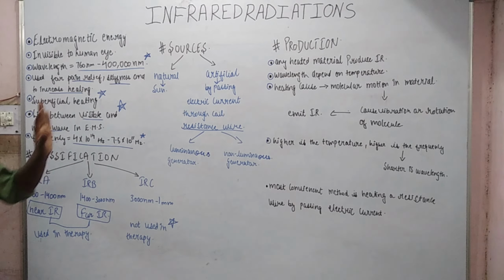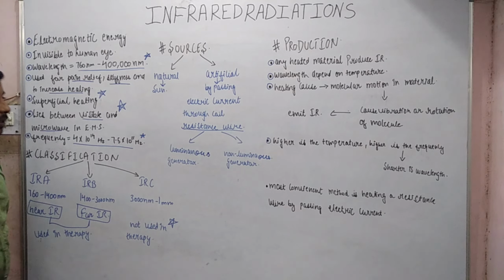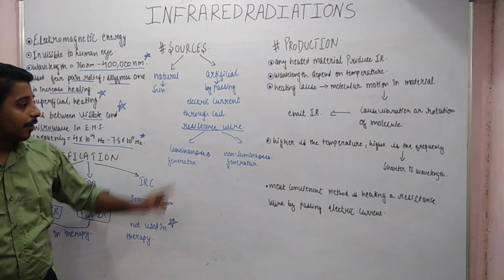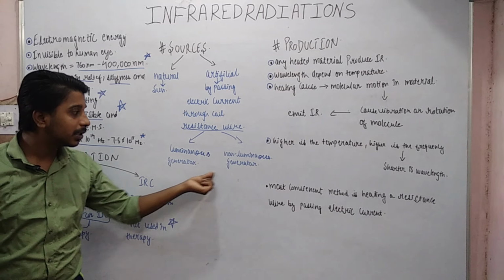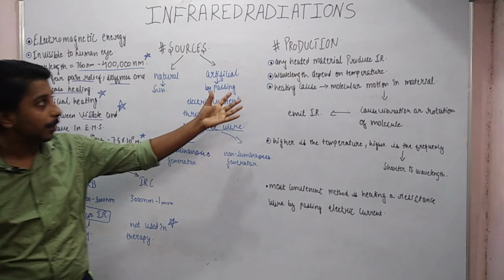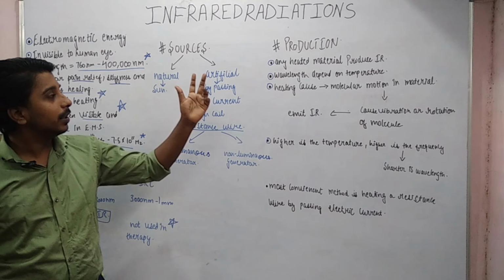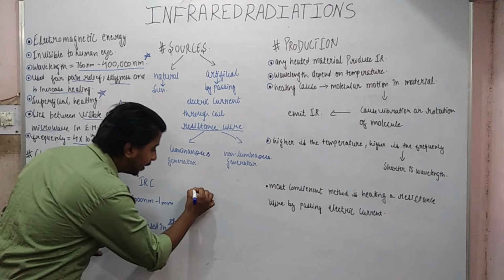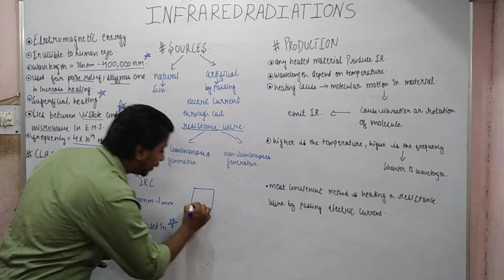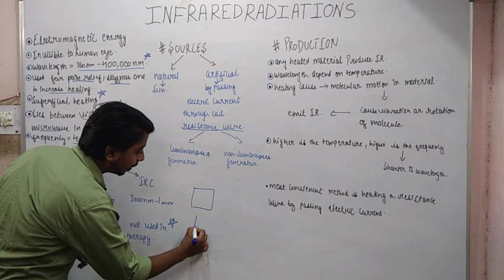Okay, so we are studying the sources: natural is the sun and artificial is by passing the current through a resistance wire, which is luminous and non-luminous generator. We will study about both the generators within a few minutes, but before that we need to study about production. So in the production we can say any heated material. For example, this is a material. Okay, what I am doing, I am heating it.